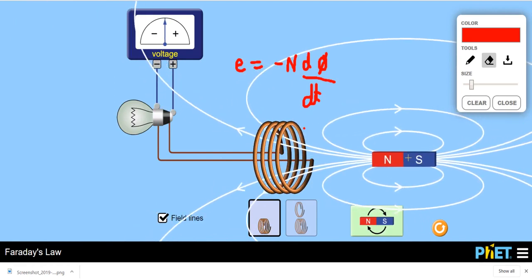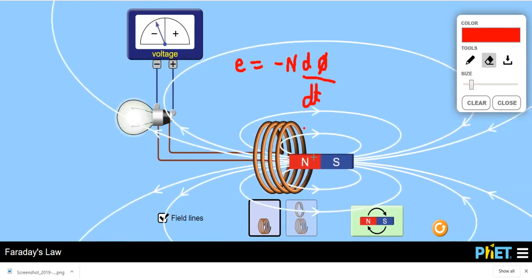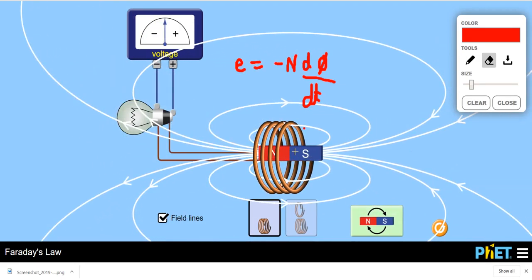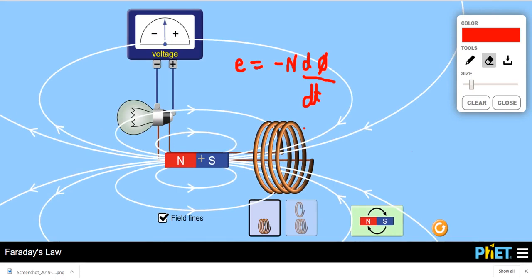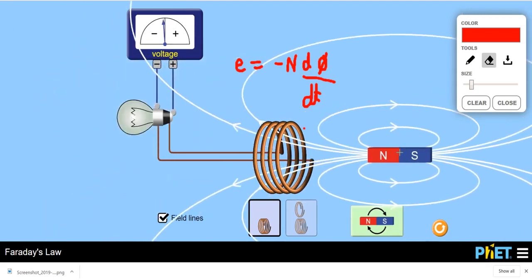But whether I put it at this point, or this point, whenever it is stationary with respect to this coil, there is no change in flux with respect to time, so no deviation, no glow of the bulb, no voltmeter readings. So this was the concept.